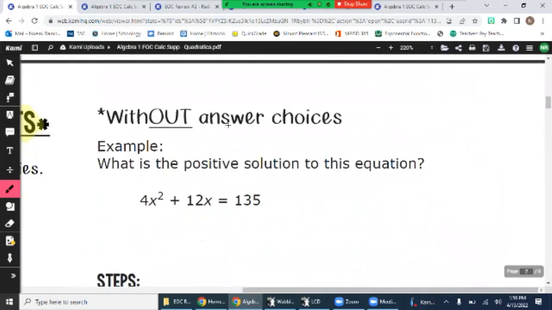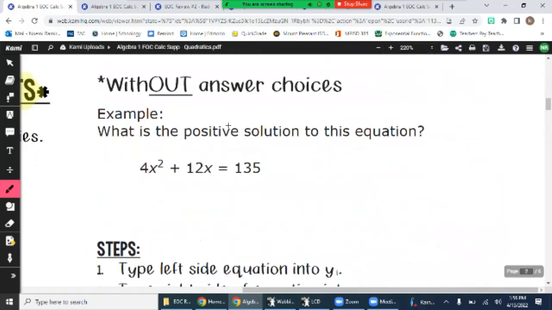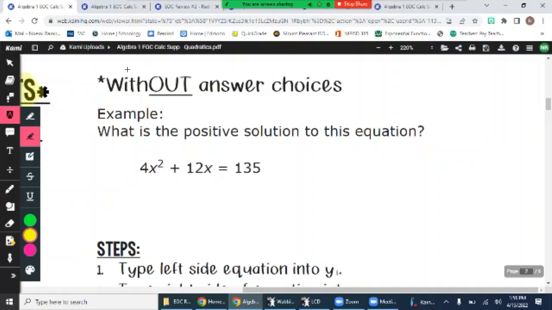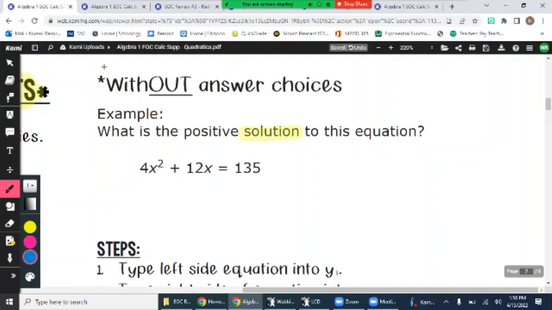Last. What if it doesn't give you an answer choice? What if you feel like you're forced to solve? Good news, you're not forced to solve it. You're still not forced to solve that equation. But this one is specifically asking us for the positive solution. This is the strategy that you would use.